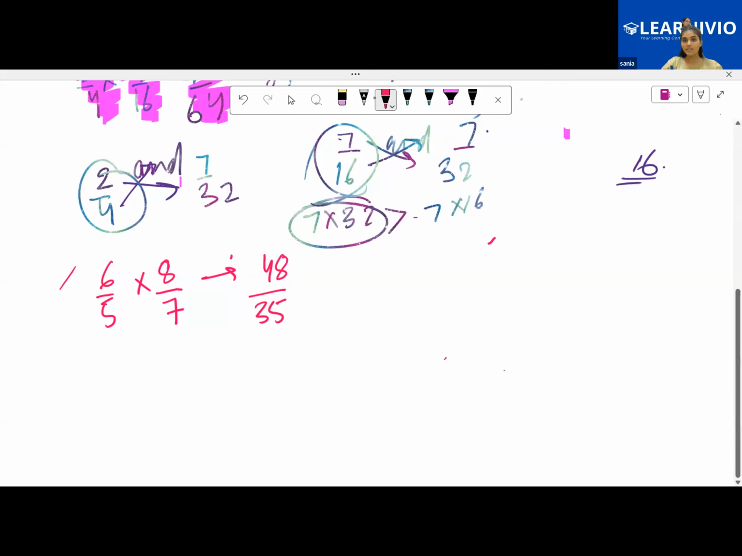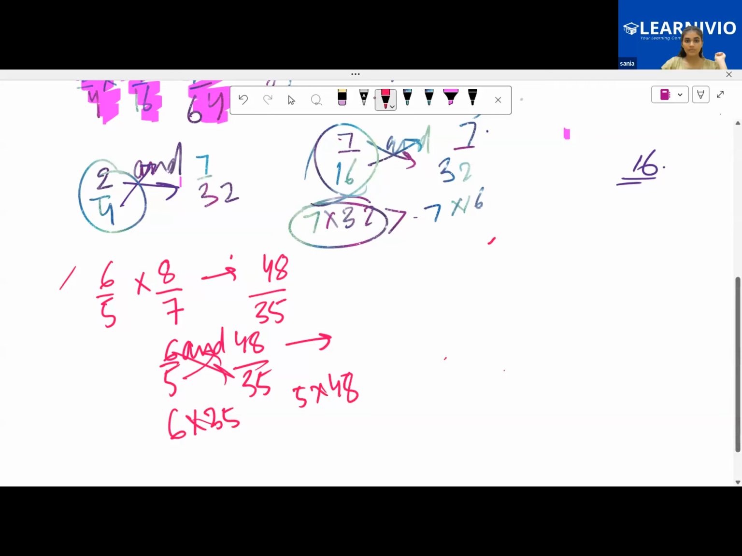Now let's try to compare these. Let's compare 6 by 5 and 48 by 35. I'll cross multiply. Here I'll get 6 into 35, and here I'll get 5 into 48. Clearly 5 into 48 will be greater. You can multiply it also: you get 240 here and 210 over here. That means 48 by 35 is greater.